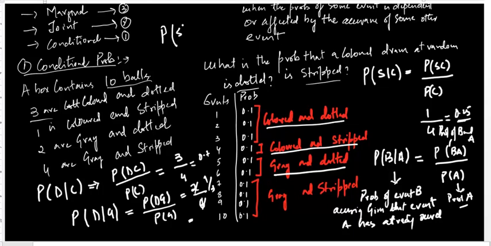If I am asked to calculate the probability of the striped ball given it is gray, I will look for the probability of occurrence of striped and gray together divided by the probability of gray. Striped and gray together are here, so they are 1, 2, 3 and 4 balls, divided by the 6 balls that are gray, so it is going to be 2 by 3. This is the way we calculate the probability under the condition of statistical dependence.